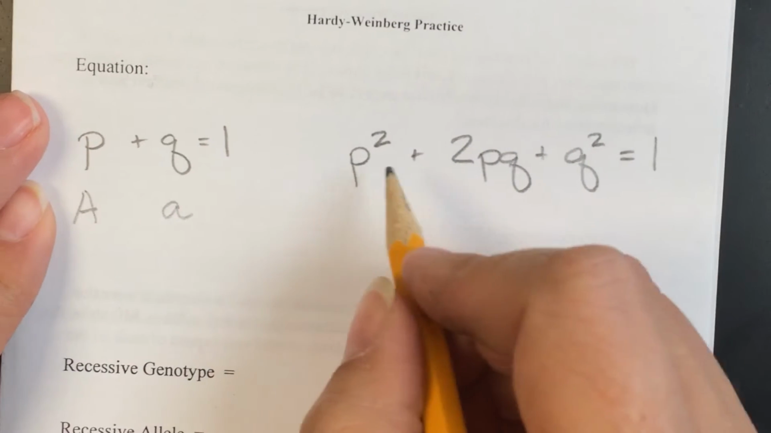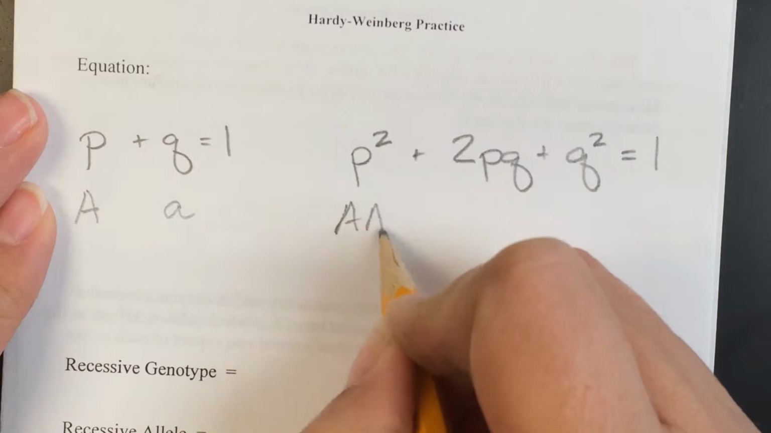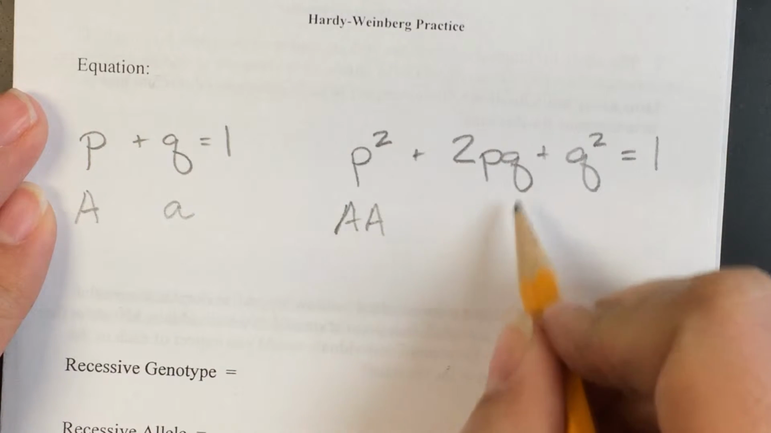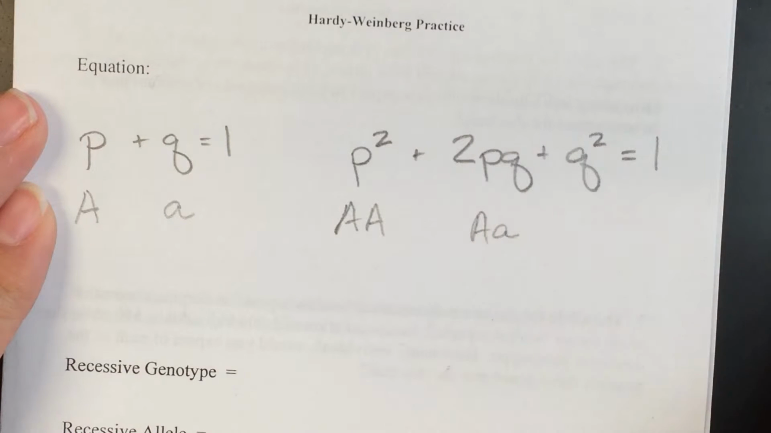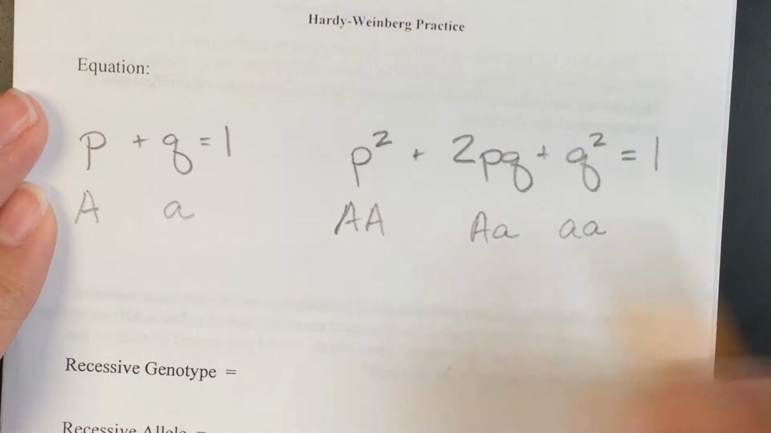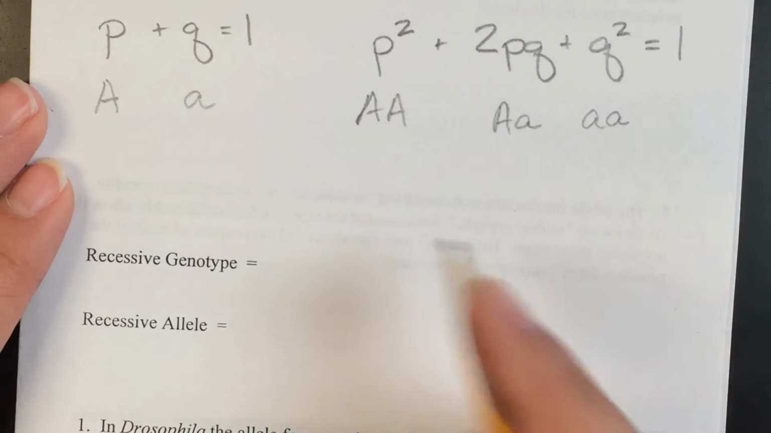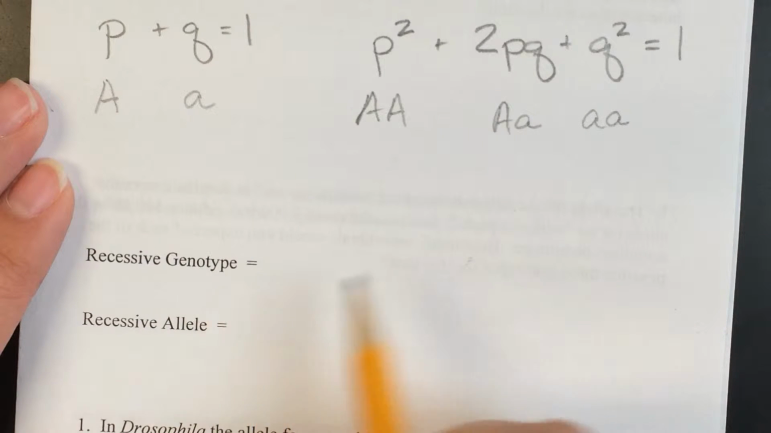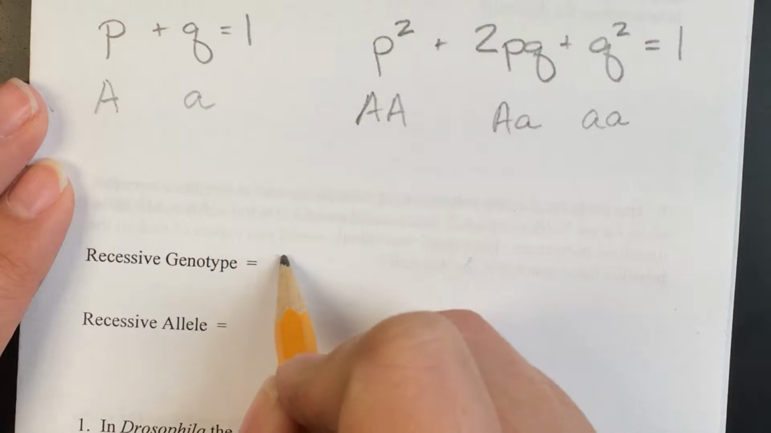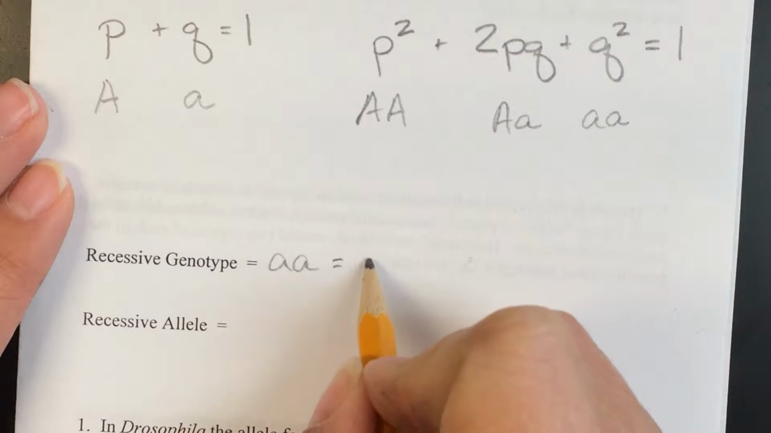Over here though, P squared, if we take two of these, we're looking at our homozygous dominant genotype. PQ would be our heterozygous genotype, and Q squared would be our homozygous recessive genotype. So this is really helpful when you're reading the problems to think about in terms of the alleles. Are we looking at the genotype or just the allele? Speaking of which, right here, the recessive genotype is our small a, which in our equation's case is Q squared.